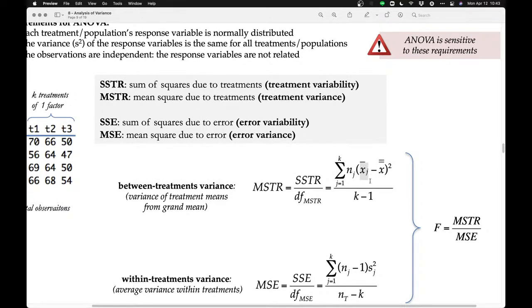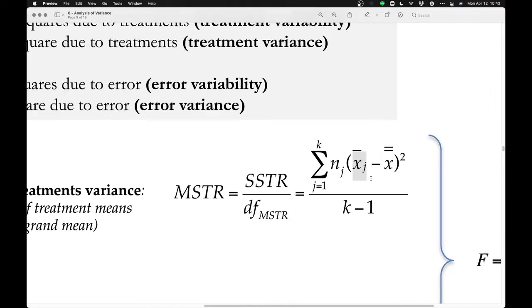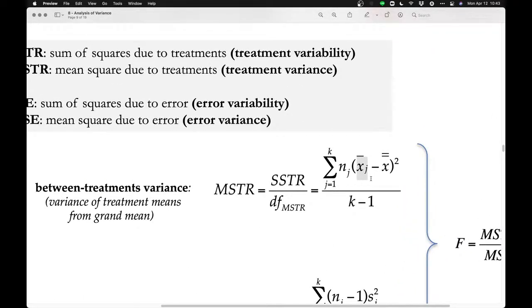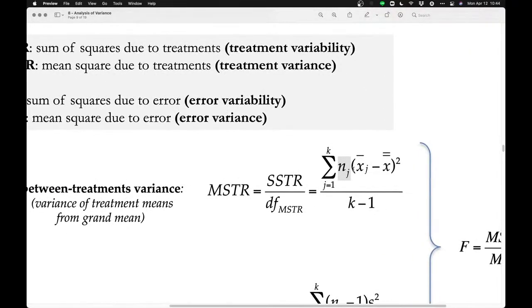Here, this x sub j is comparing the mean of the three treatments against the grand mean. It's looking at the difference of each mean from the overall mean, squaring it, and multiplying it by the size of each treatment. But the essential point is it's getting some kind of information about how much deviation there is from the mean of the samples from the mean of the entire data.